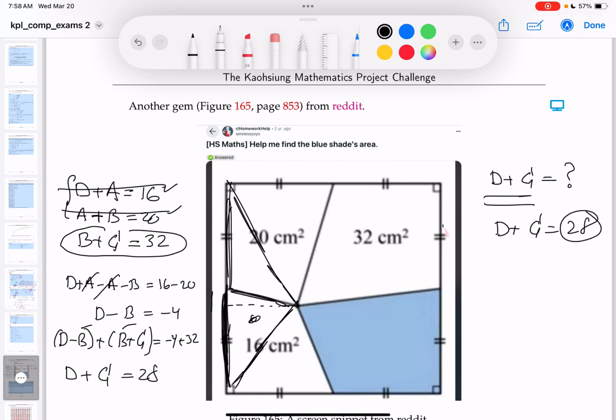What do I know about these things? They're equal in area. How do I know that? Their heights are the same and their bases are the same. And I just worked around the triangle. I'm sorry, the rectangle, the square. Sorry about that. And then we had a system of equations, and I got 28 in the end.